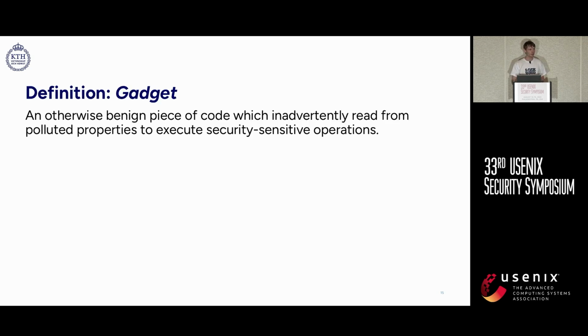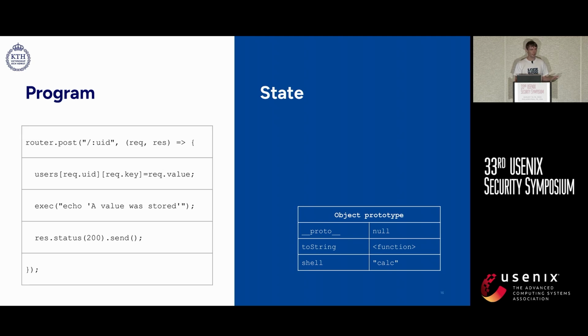Now, in the title of this presentation, we're talking about gadgets, not pollution. So what is a gadget? A gadget is a piece of code that's otherwise benign, but inadvertently reads from such a polluted property and then performs some security-sensitive operation. To illustrate this as well, I will continue with the same server from before, but now I will put my focus on line 3, this exec command, which will just run a command. Note here that the input is just a fixed string. This looks fine. There's no user input or anything to worry about.